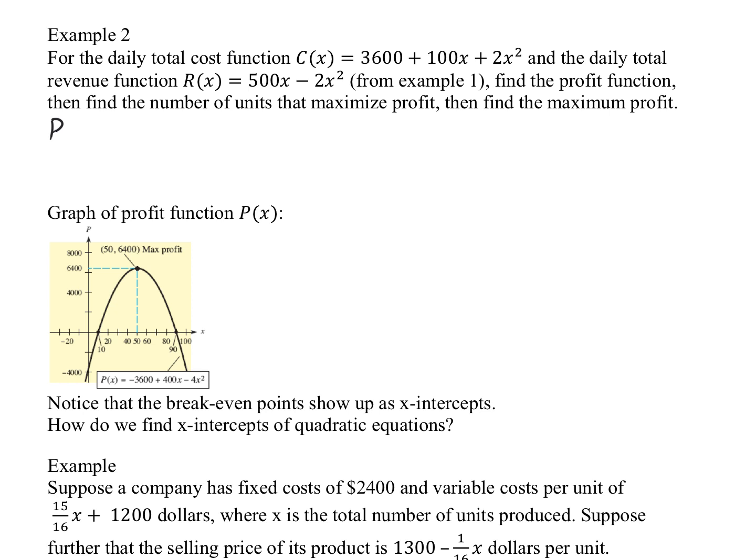If you recall, just from a previous section, you can compute profit by taking revenue minus cost. So in this example here, this is going to be equal to negative 2x squared plus 500x. That's our revenue. Then we're going to subtract off the cost. Make sure you use parentheses here. And then in parentheses, you have 2x squared plus 100x plus 3600.